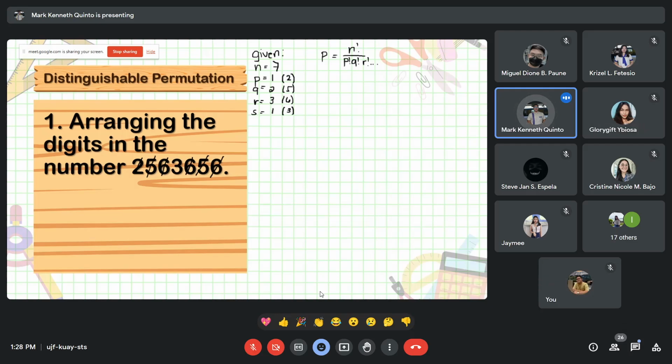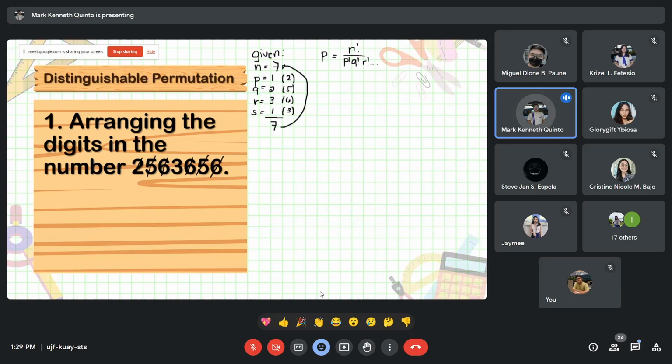Yes, Miss Ibiosa, you want to say something? Ken, pwede ba yan for example, pwede yan mag-rumble-rumble? For example, mauuna yung 2, tsaka 3, tapos 5, tapos 6, as long as yung number ng permutation niya, tama. Okay. Actually, that's a good question. Ang sinabi ko kanina, we start from left to right para hindi tayo magugulo. Although, yes, pwede naman siya maging rumble din, but make sure that, halimbawa, ito, yung P natin is 1, Q is 2, R is 3, and S is 1. If you add it, that is equal to 7.